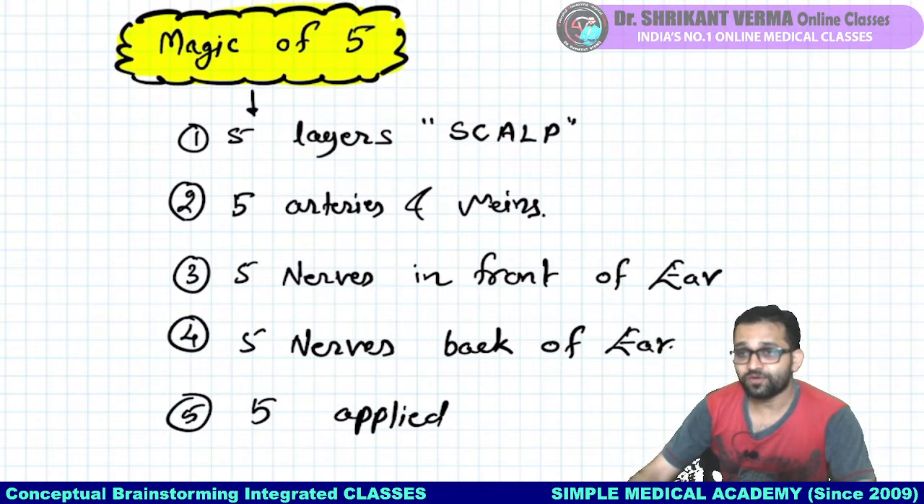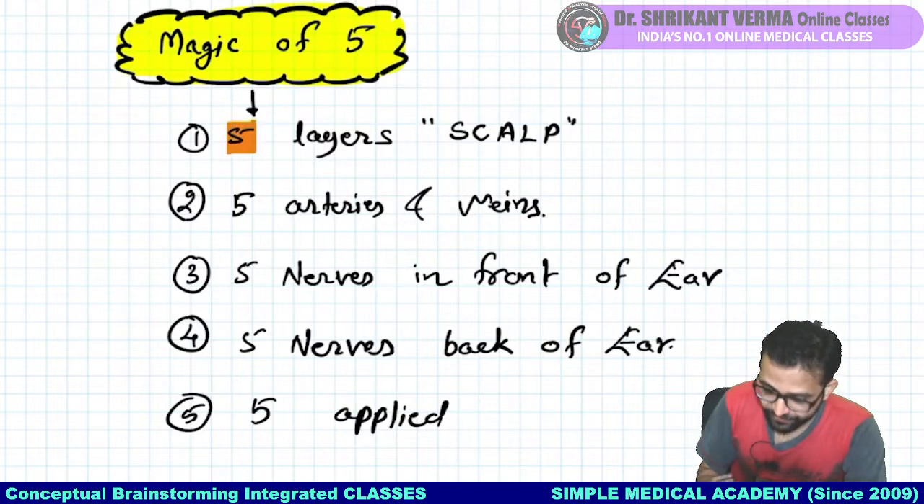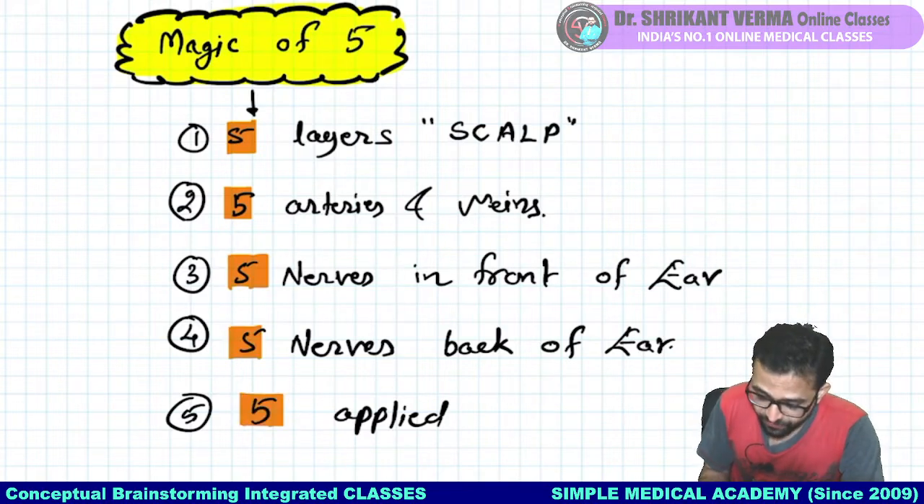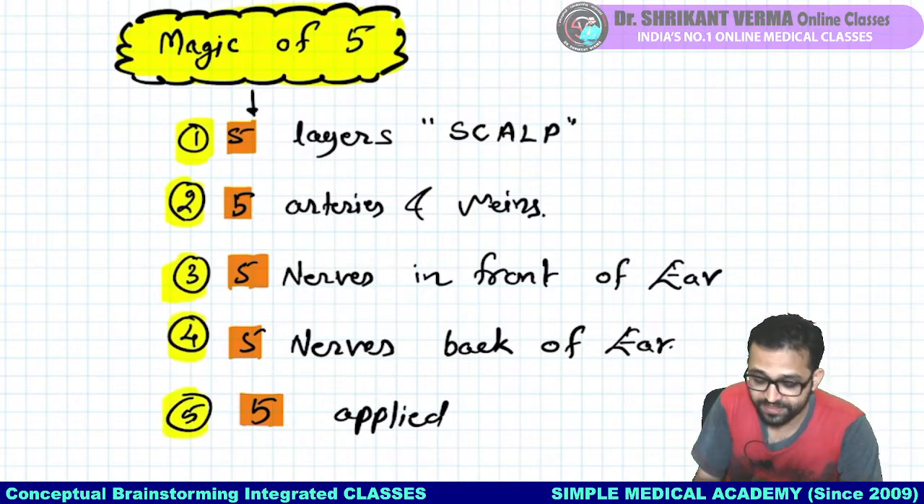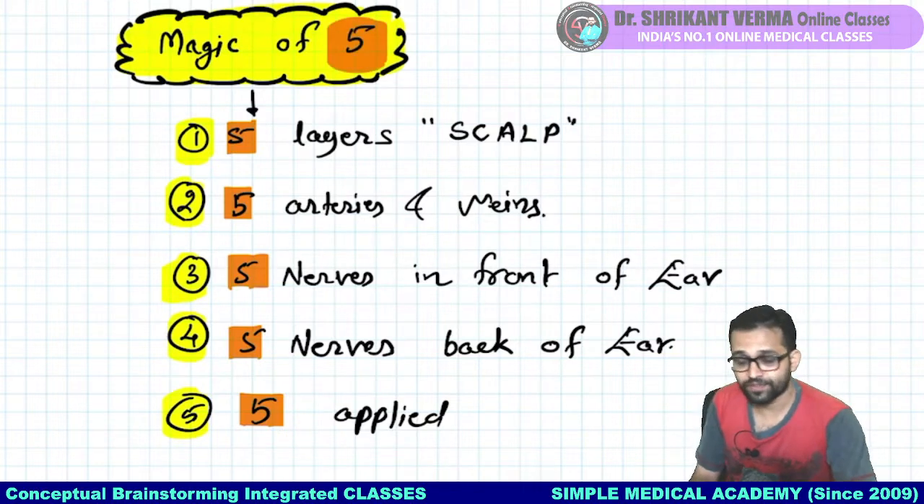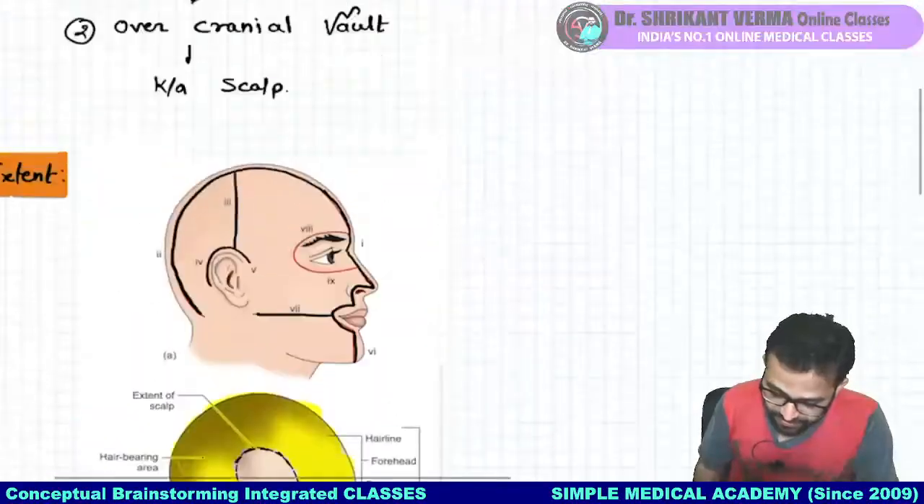Getting the point? Okay, so what we are going to learn: 5 layers, 5 arteries, 5 nerves in front of the ear, 5 nerves behind the ear, and 5 applied. So a total of 5 points, 1 2 3 4 5. That's why we are saying it is the magic of 5. Okay, so one by one, what are the different 5 layers?